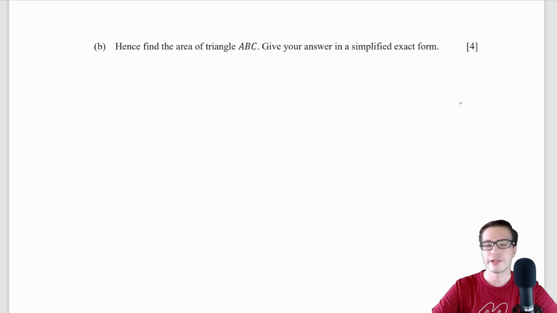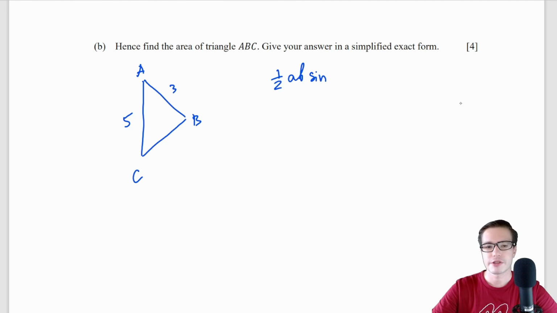Okay, and hence we'll have to find the area of the triangle ABC. Again, let's draw the picture. We already know the magnitude of AB and AC. That's 3 and 5. And for the area, I'm going to use the formula a half AB sine C. And C should be the angle in between A and B. So basically that angle. Maybe let's call it theta instead of C, just to be a bit more consistent.